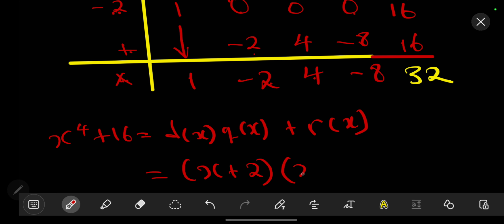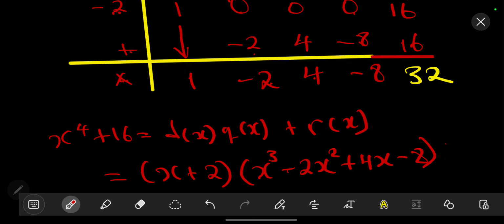So we have x to the power of 3, since the highest power was 4, so it will reduce. Then we have minus our 2x squared. Then we have plus our 4x. Then we have minus 8, like that. Then write your remainder, which is 32. So that is how we do the synthetic division.